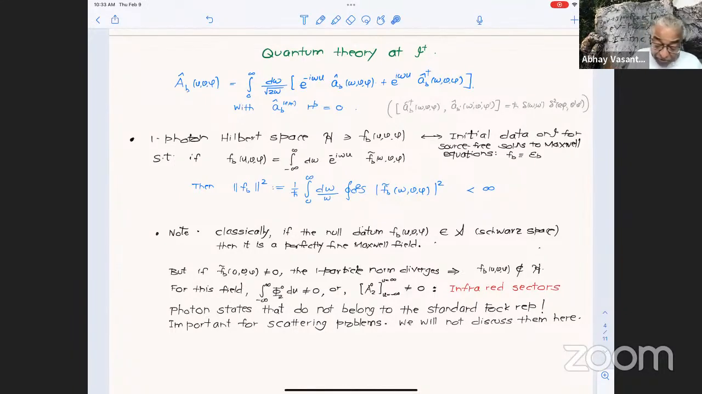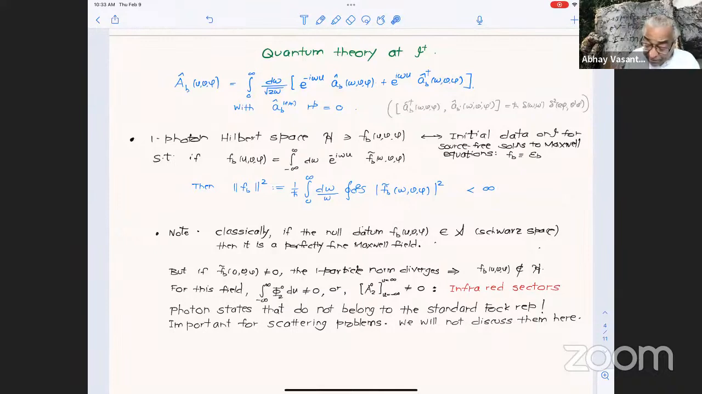Now, what about the one-photon Fock space? If you give me a one-form F, I can take its Fourier transform, and then the one-particle inner product is given by d omega over omega times d2S. It's like integration in Minkowski space, where we had three-dimensional integration over momentum space. Now we have one momentum and two angles, times this up here. Now, classically, if you are given a null datum, if you give me this field, as I said before, you get a unique solution of Maxwell's equations in spacetime.